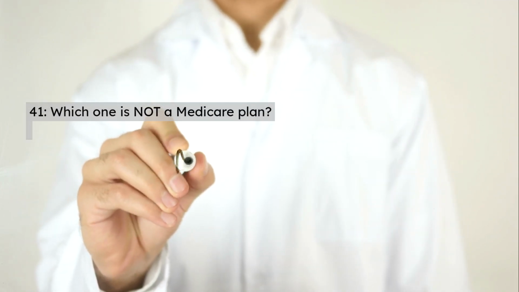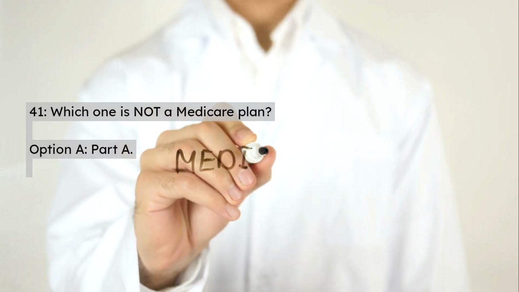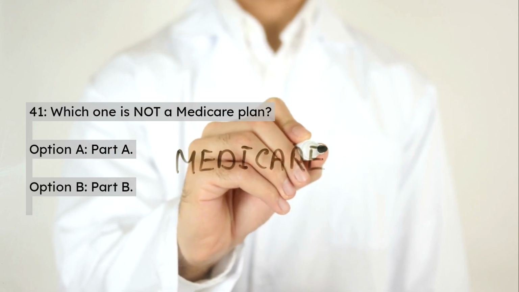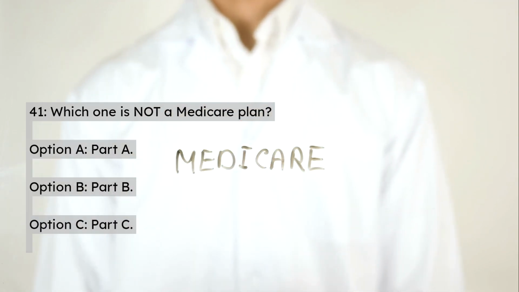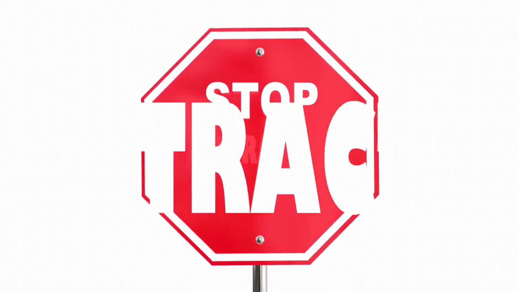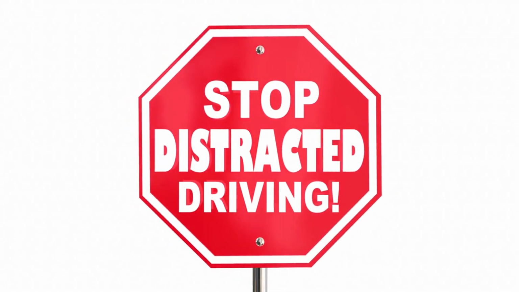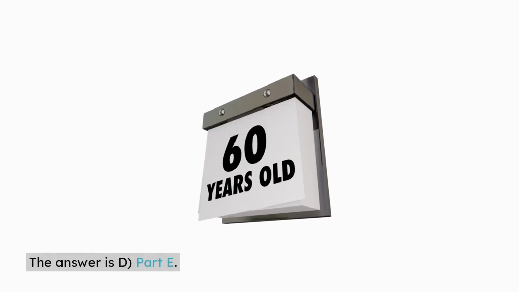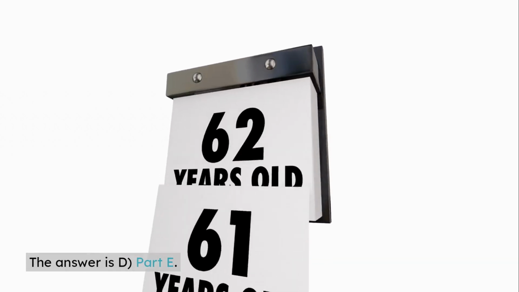41. Which one is not a Medicare plan? Option A, Part A. Option B, Part B. Option C, Part C. Option D, Part E. The answer is D, Part E.